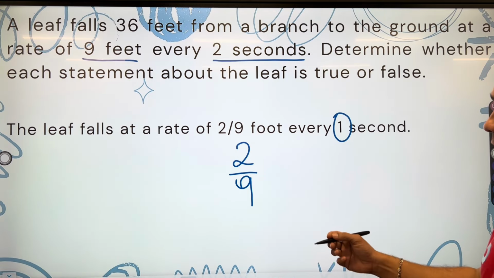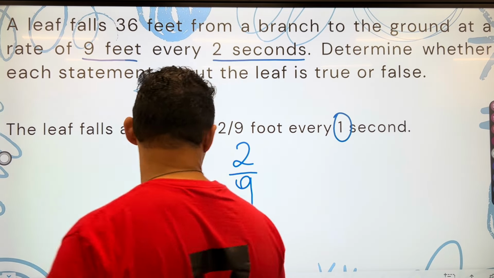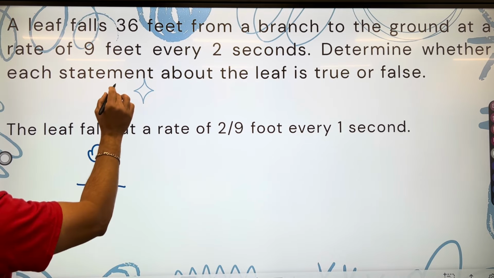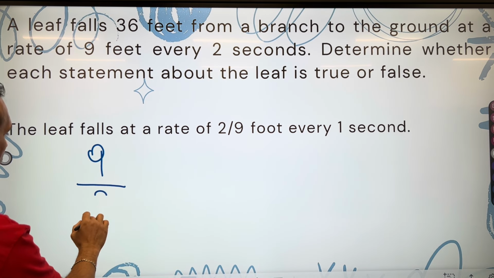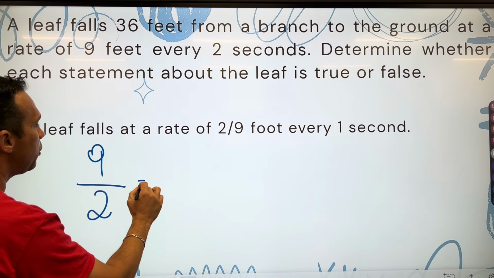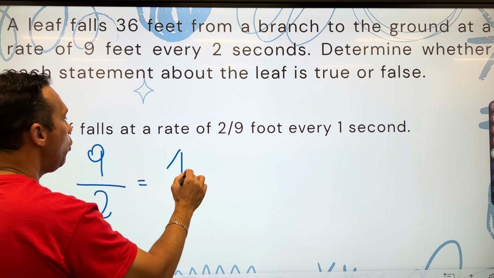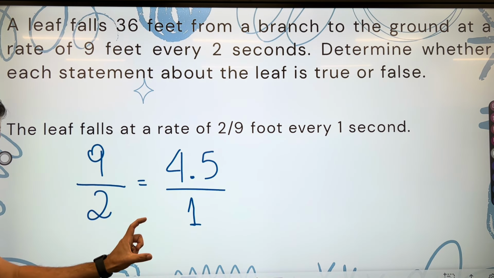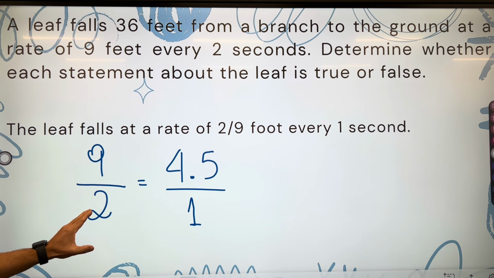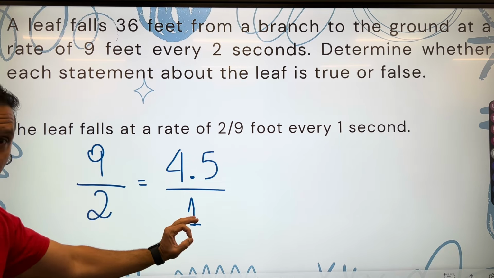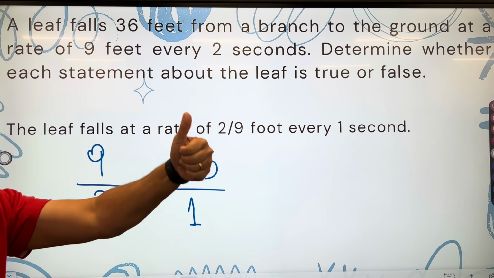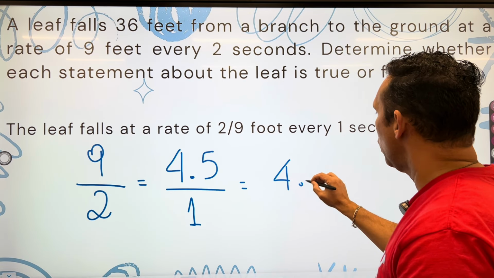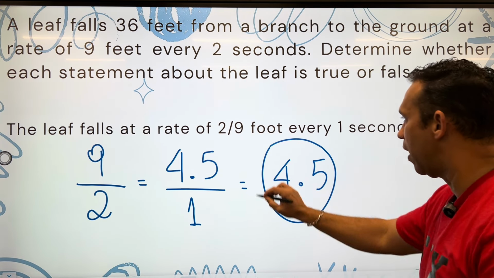So, what is the rate? The rate is 9 feet every 2 seconds, which is the same as 4.5 feet every 1 second. So from 2 seconds, we want to know in one, always the unit rate, the slope, the rate of change. So that means our slope is 4.5.